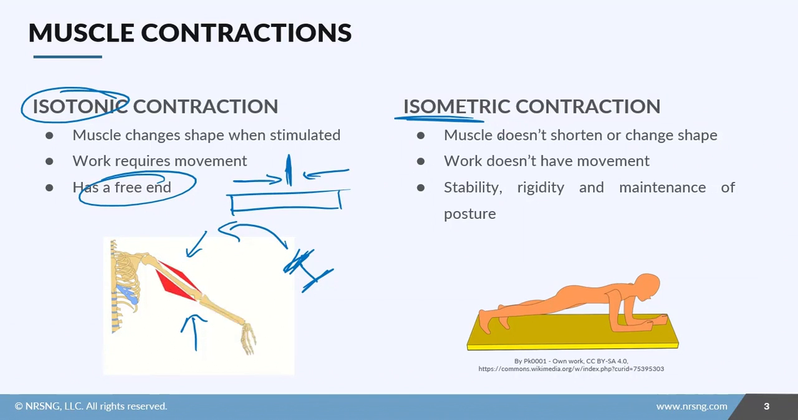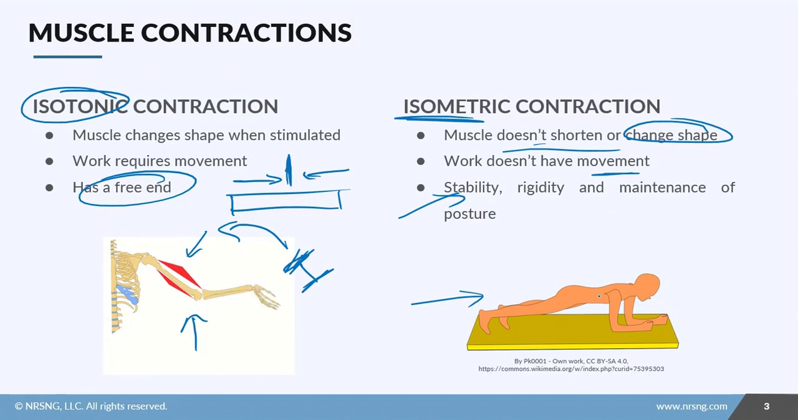When you're looking at isometric contractions, they're quite the opposite. The muscles aren't going to shorten or change shape. You'll still get the contraction, but there's no movement occurring. This is really important for things like stability, rigidity, and maintenance of posture. If you look at this person doing a plank, you're going to get the shortening and contraction of the abdominal muscles and the erector muscles in the back. You're going to get some contraction in the glutes and the quads. But all of these are for stability and rigidity, and it's helping to create that core support here.